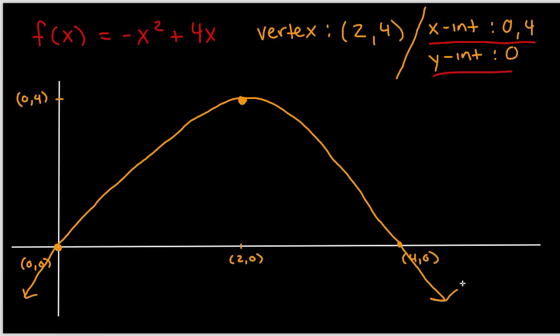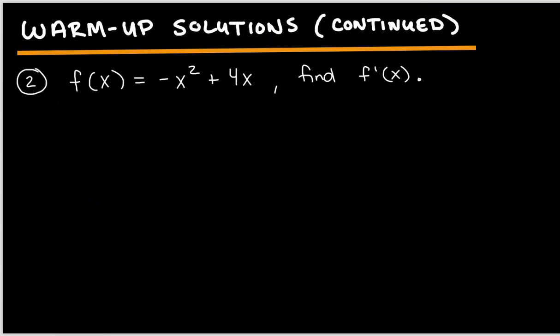Okay, not the best parabola in the world, but not the worst, you know? So the vertex is right here. This is the vertex right there. And that's what we got. Okay, moving on to step 2 of the warm-up, or part 2 of the warm-up.